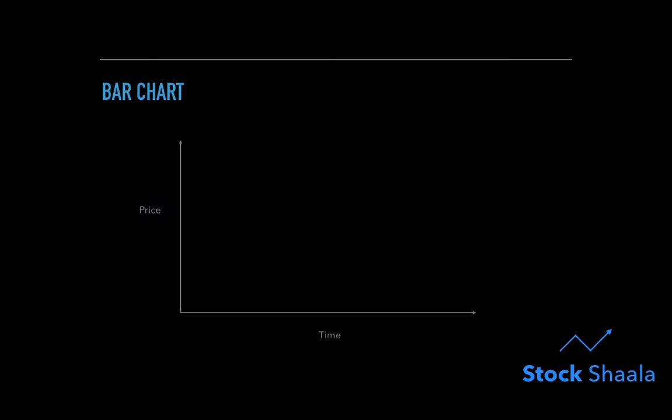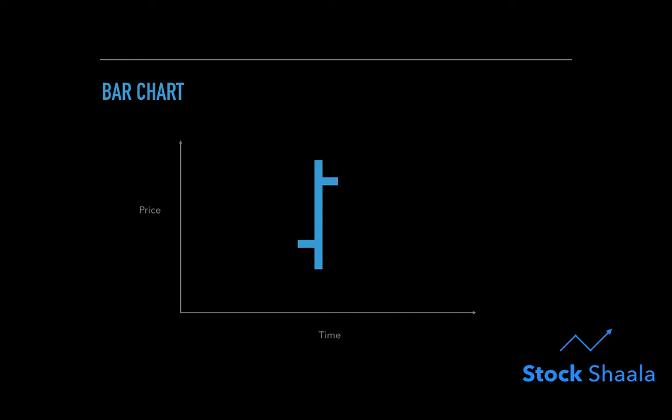What is a bar chart? In a bar chart, each day is represented by a bar or a vertical line that ranges from the day's low to the day's high. The day's open price, which is the price at which the first trade of the day happened, is indicated by a horizontal protrusion to the left of the bar, whereas the day's close price, which is the price at which the last trade of the day happened, is indicated by a horizontal protrusion to the right of the bar.